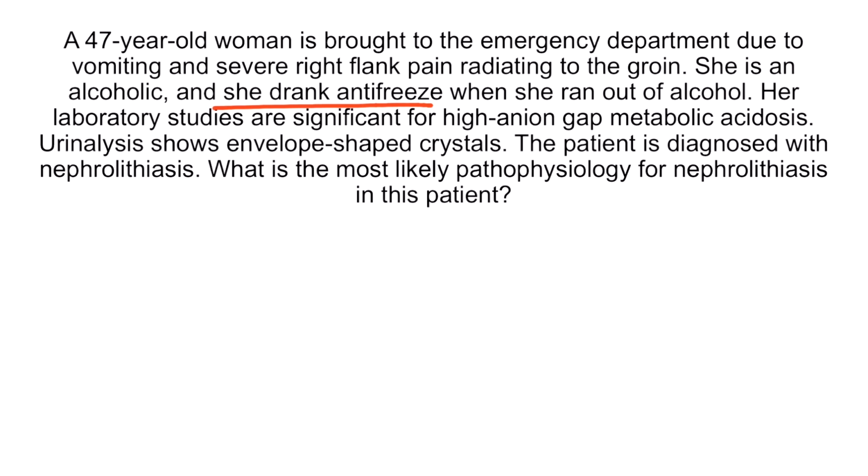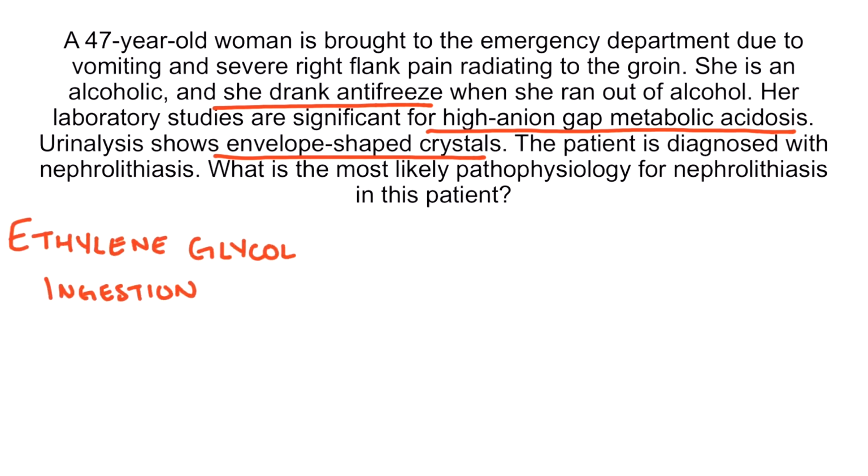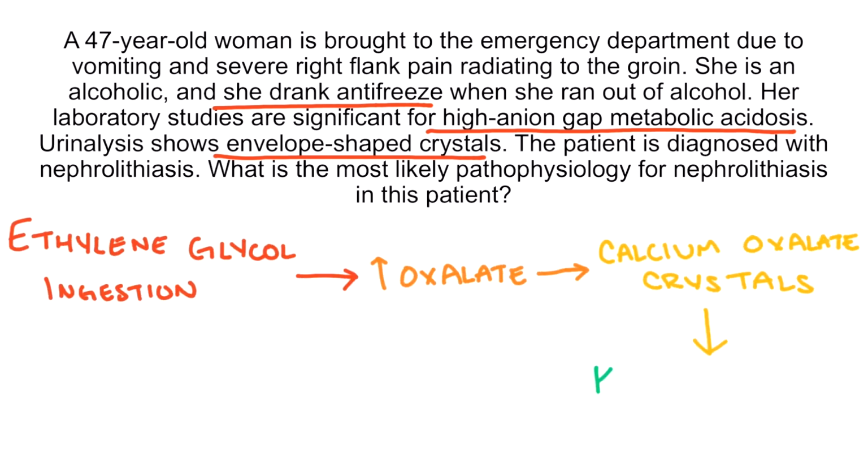Ethylene glycol is converted into glycolate and oxalate in the body. These acids result in a high anion gap metabolic acidosis. Additionally, oxalate combines with calcium in the urine, forming the envelope-shaped calcium oxalate crystals. Calcium oxalate crystals then form the kidney stone. This is why a patient with ethylene glycol poisoning is predisposed to nephrolithiasis.